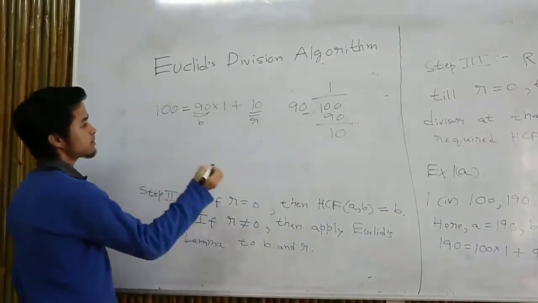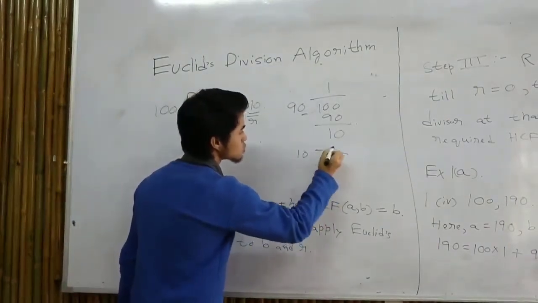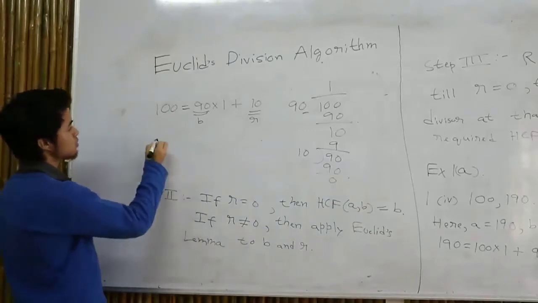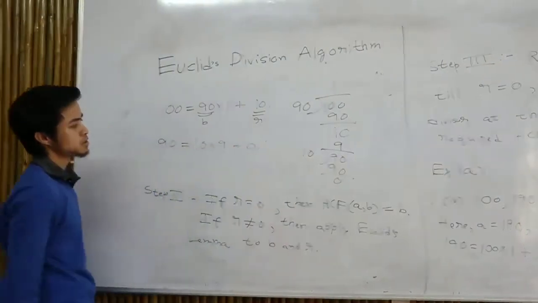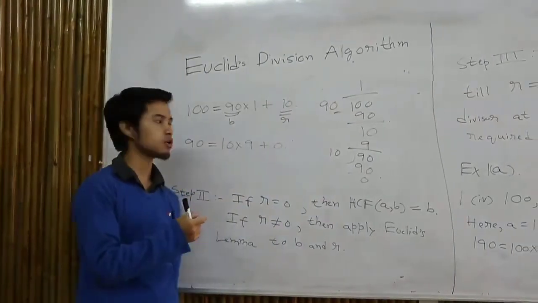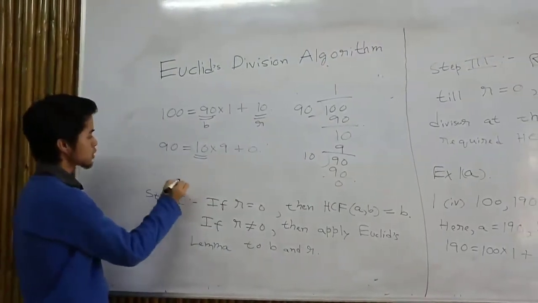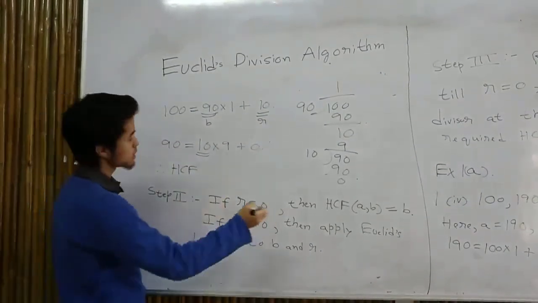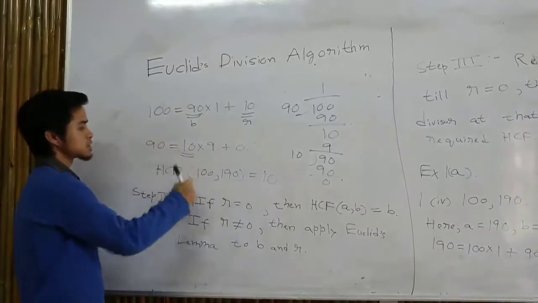So we apply Euclid's lemma again. Let us divide this b by r. You go with 9, you get 90. Here we see that the remainder is 0. So 90 can be written in this form, 10 into 9 plus 0. Now we get the remainder to be 0. Then according to step 3, the last divisor is our required HCF, and here we clearly see that our last divisor is 10. So therefore the HCF of the two given positive integers, 100 and 190, is 10, because 10 is the last divisor.